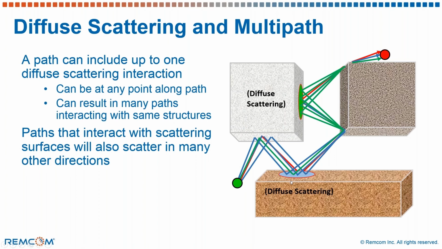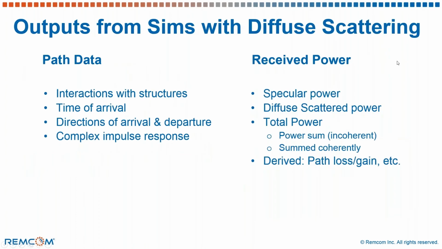The outputs from the simulations include path data, just like we have for our interactions that reflect and diffract normally. We can also have interactions that scatter, and these generate additional paths. The path data that we receive shows interactions with structures, the time of arrival of those paths, directions of arrival and departure, and all of this can be used in a type of output called a complex impulse response to look at the arrival of copies of the signal and the time at which they arrive.